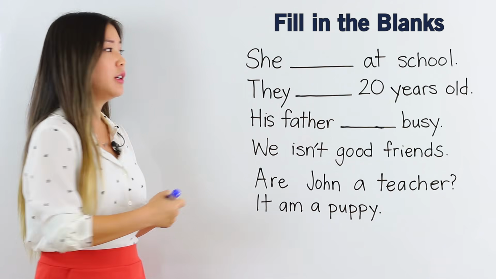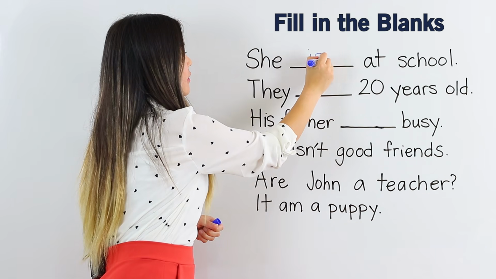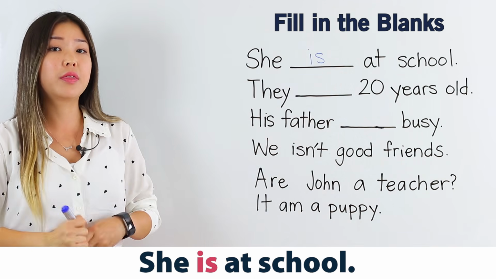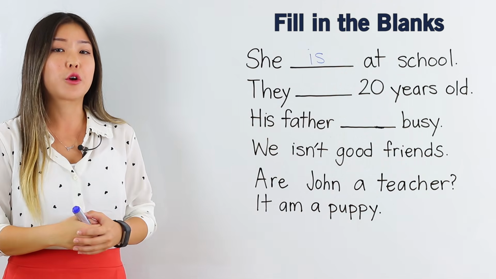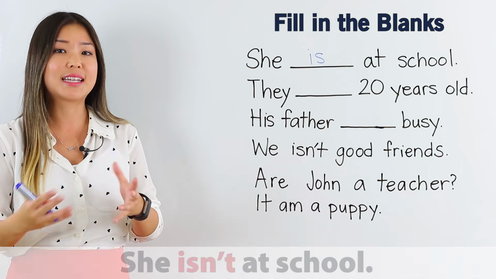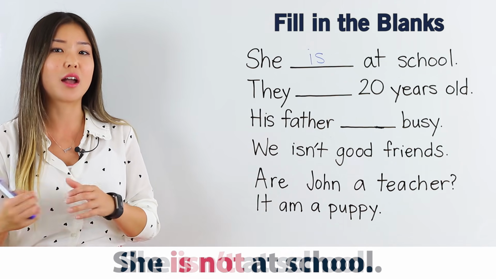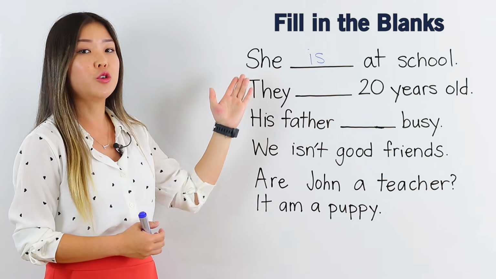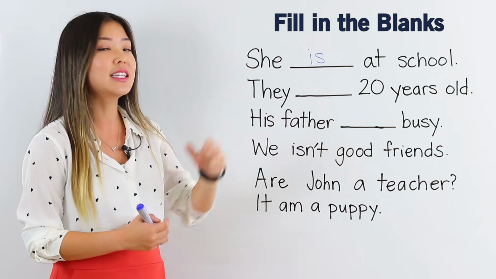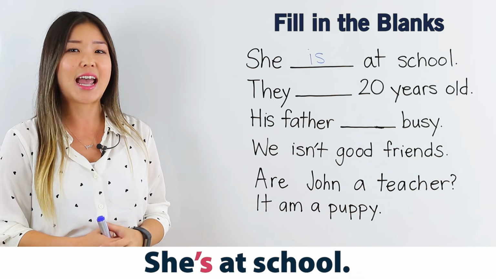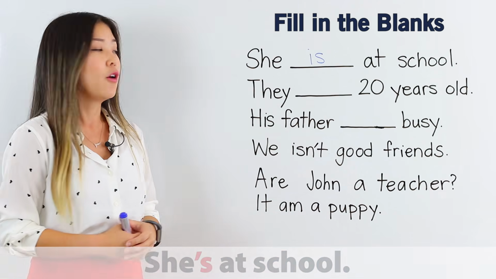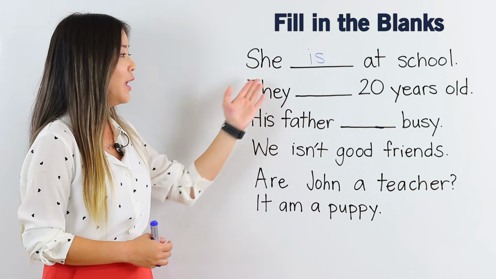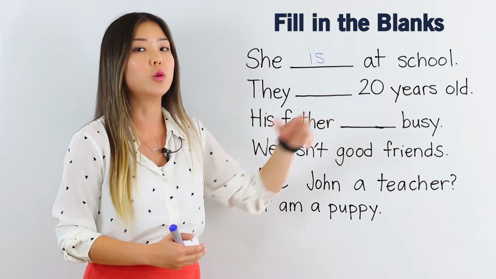The correct answer is is. Now, if you were thinking of the negative, the correct answer would be she isn't or she is not. That's correct as well. And if we want to use a contraction for she is, we can say she's at school. For the next one, it says they blank 20 years old.